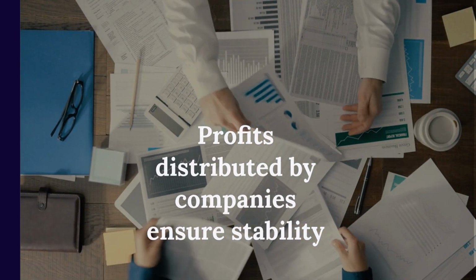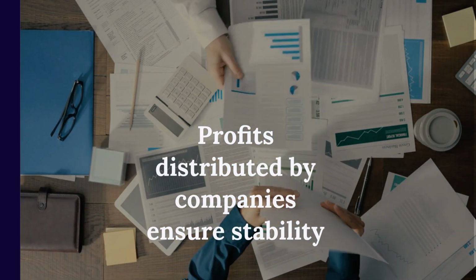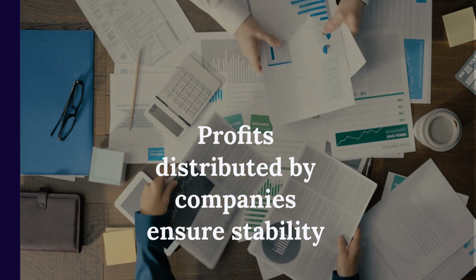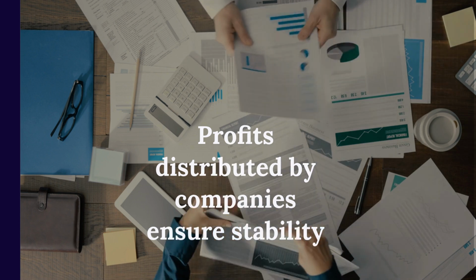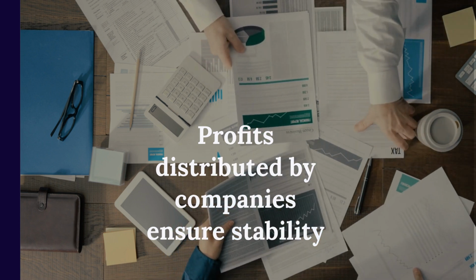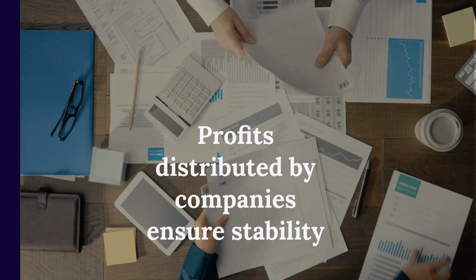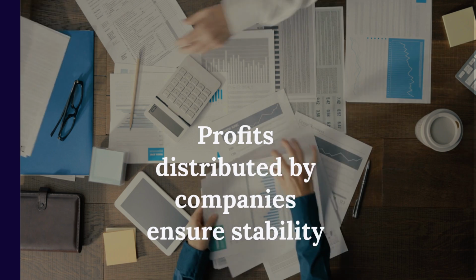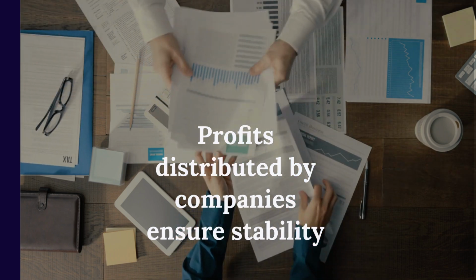Both public and private companies distribute profits from accumulated realized profits. Public companies face restrictions if net assets fall below share capital value. Private companies have fewer constraints. This ensures financial stability. Shareholders rely on these profits for returns.